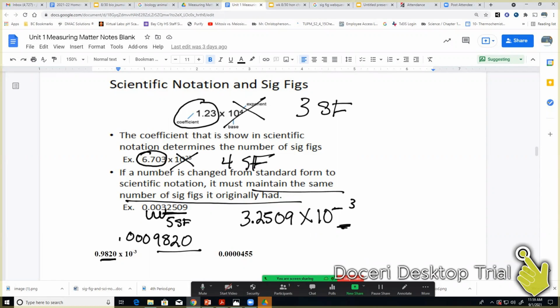All right, so please do some practice. We're still going to be working on it tomorrow on a little web quest. That's why you're going to need your Chromebooks, and you're going to need to know how to do some scientific notation. So please watch that.